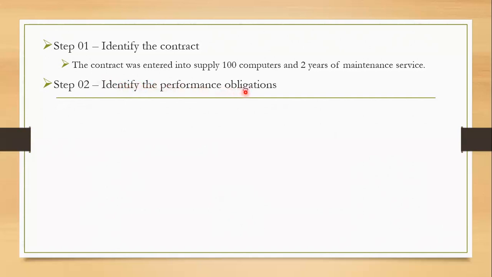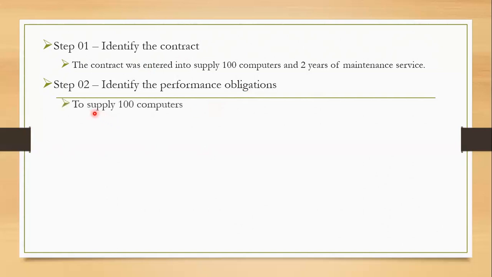Having identified the contract, we are moving to the second step, which is to identify the performance obligation. First, we are evaluating the contract, and based on our knowledge about the contract, we have to identify the performance obligation. Performance obligations are the promises that the seller has acknowledged to perform under the contract. In other words, the seller is obliged to deliver these promises.